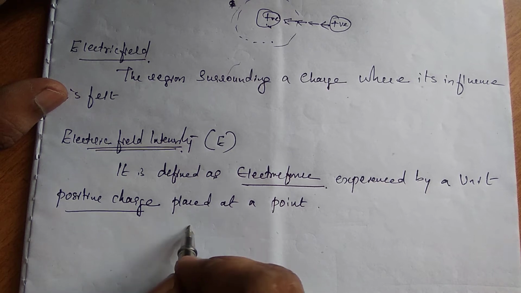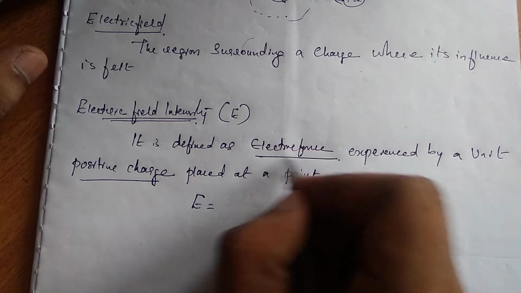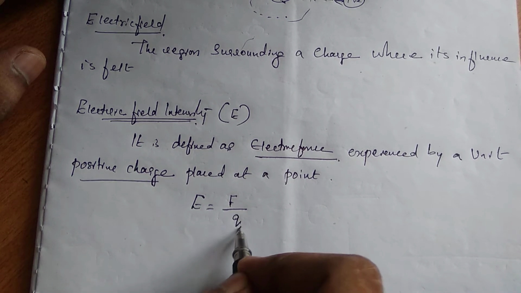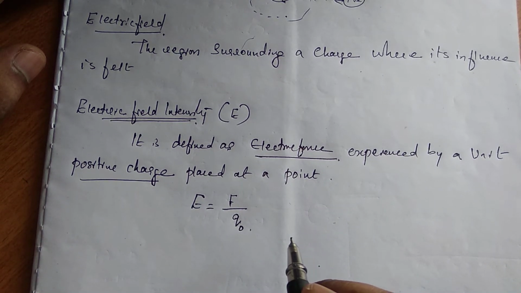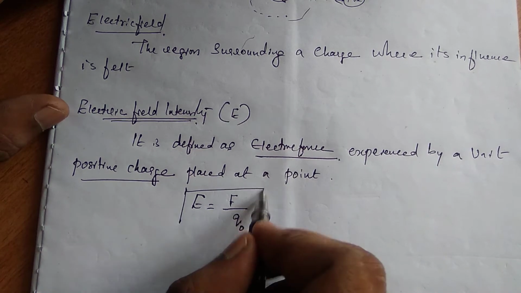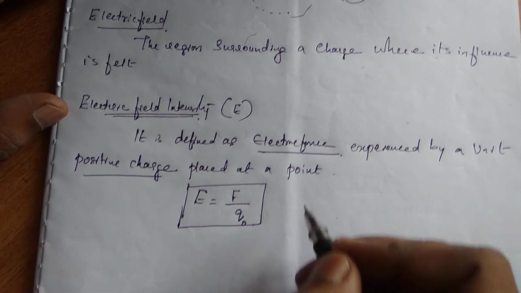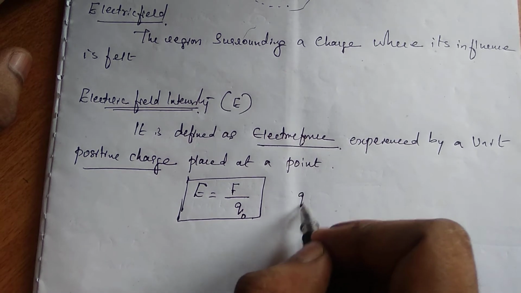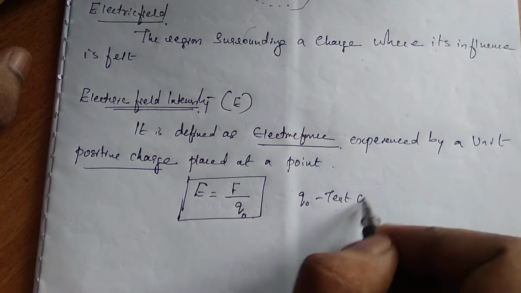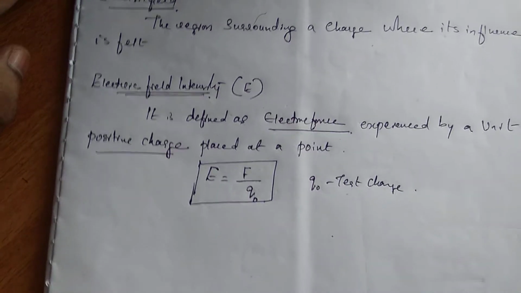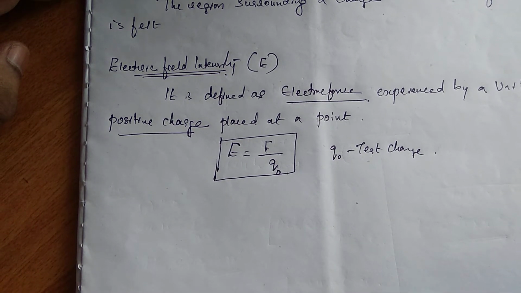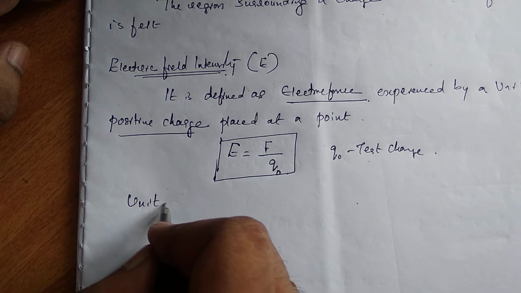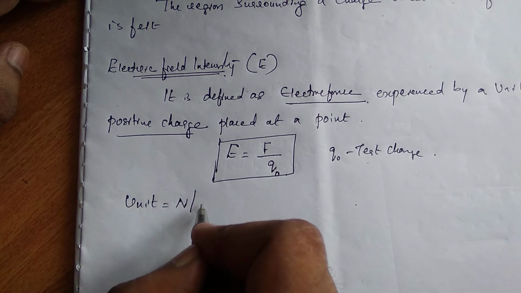Simply we can write electric field E equal to force by unit positive charge or test charge, where Q0 equals test charge. This is the equation for electric field intensity. The unit of electric field intensity is Newton per coulomb.